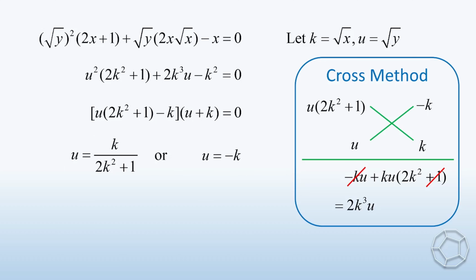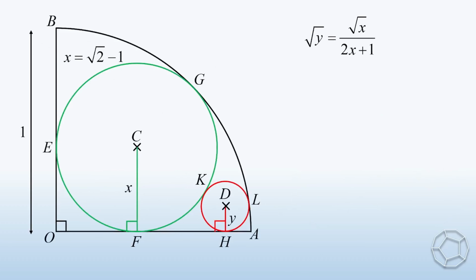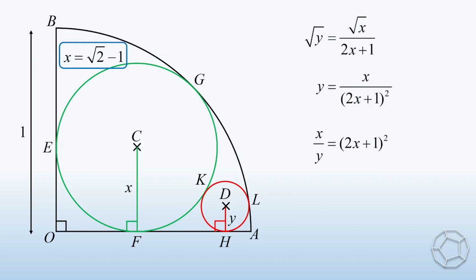Now, we put back k equals square root x and u equals square root y into the two results. Then the second one is rejected, because square root sign must take positive value. Eventually, we have square root y is equal to square root x over 2x plus 1. That is, y is equal to x over 2x plus 1 whole square. Rearranging the terms to get x over y, we put the value of x equals square root 2 minus 1 into the expression. Therefore, the radius ratio is equal to bracket 2 times square root 2 minus 1 whole square.